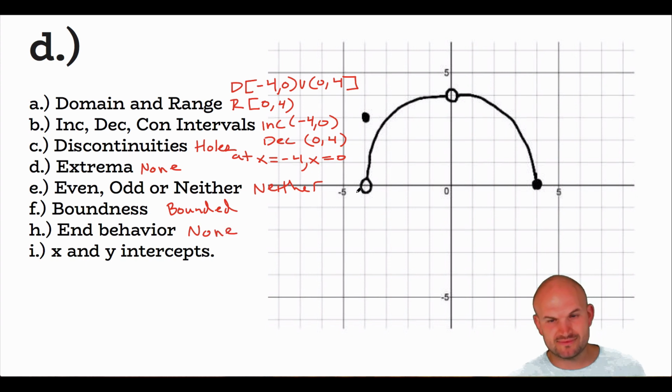And x and y intercept. So again, remember these are holes, right? Those are not actually points on the graph. So the only thing we have is one x-intercept, which is going to occur at (4, 0).